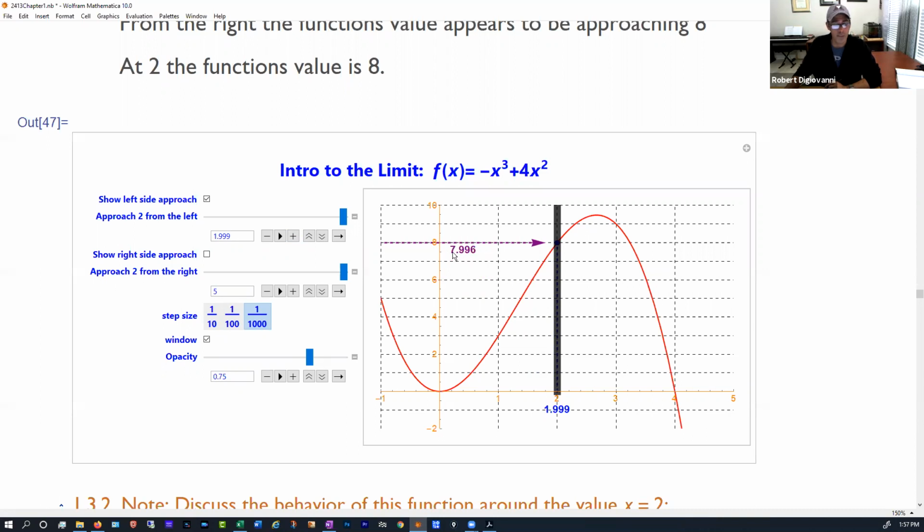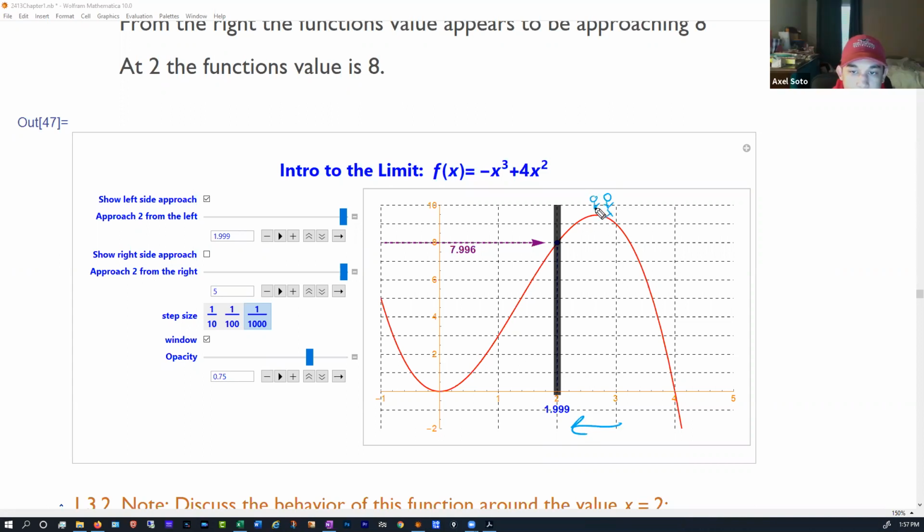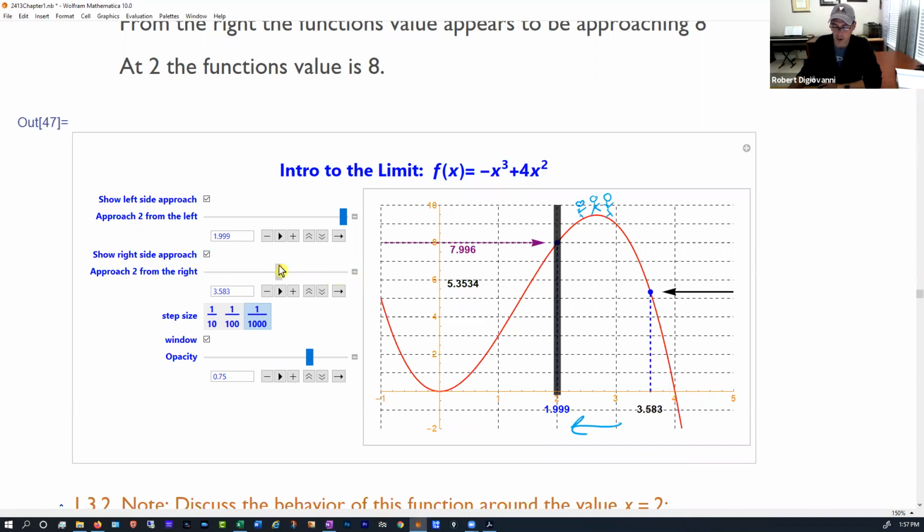Now, would it change if I came in from the other side? So let's say I were to come in from here and start walking towards 2 from right to left. If I start walking closer to 2, what is my y value doing over there? Getting lower. Still approaching 8, right? So as I start coming in here, look at the right-hand side. The black number is the x value. It's getting closer to 2. And the black number up here is the y value. Look what's happening.